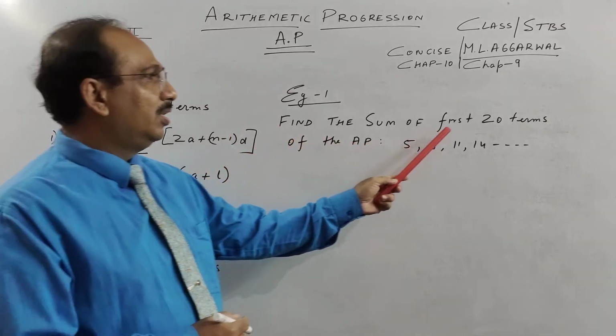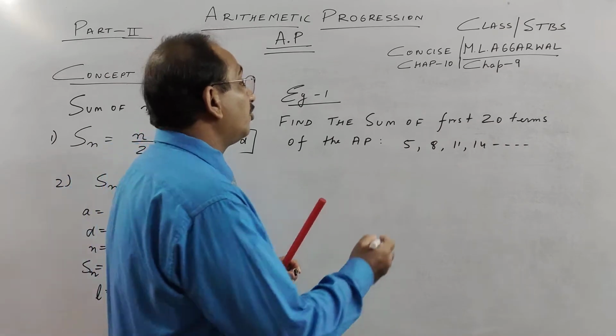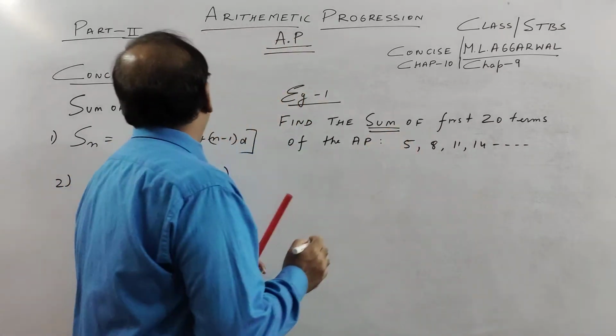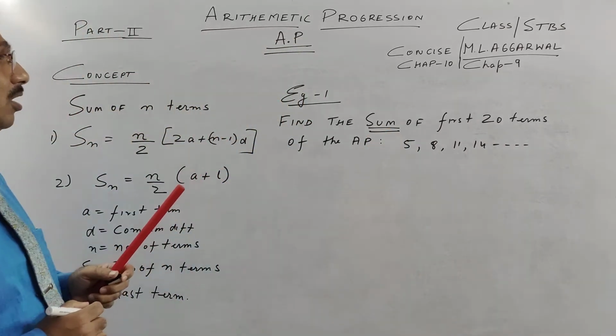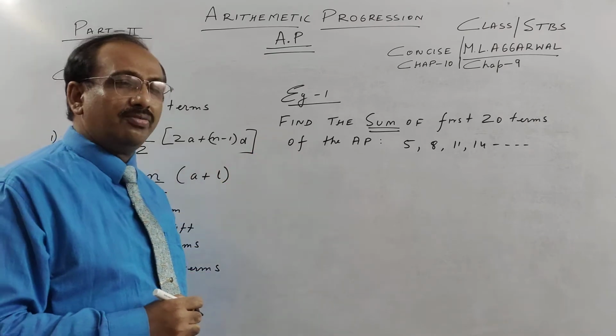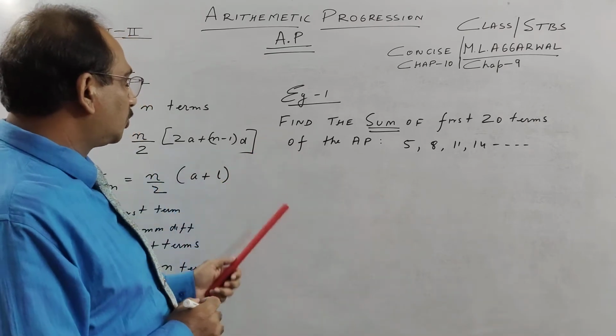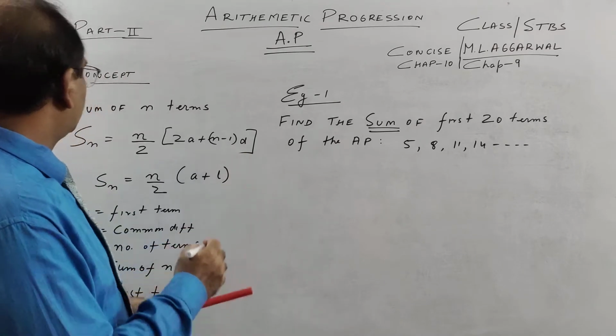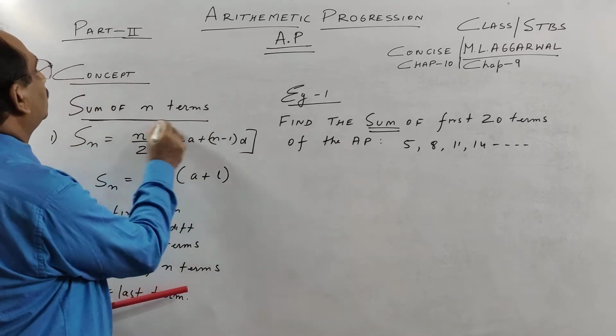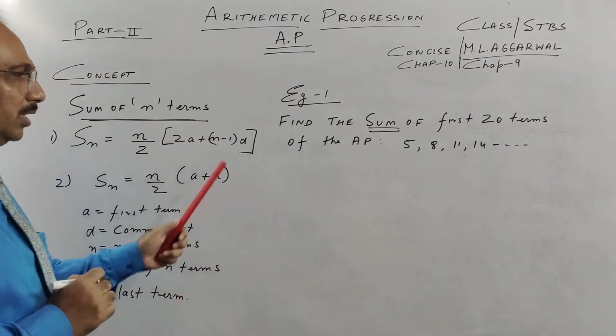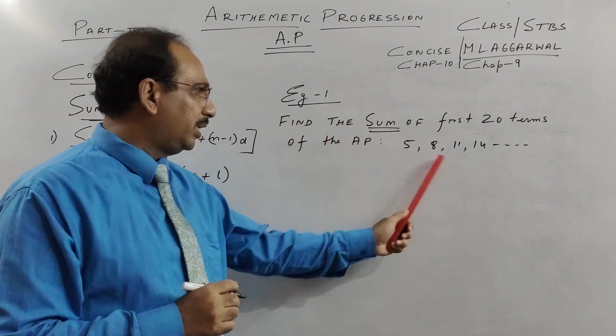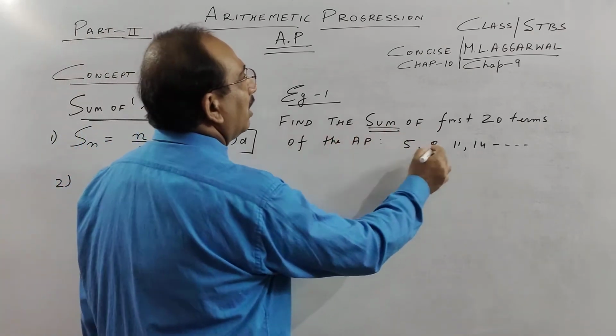Find the sum of first 20 terms. So we have to find the sum. This part 2 of my lesson is on the sum of terms of an AP. As you see, sum of n terms is my topic today. So find the sum of 20 terms of the AP which is given: 5, 8, 11.